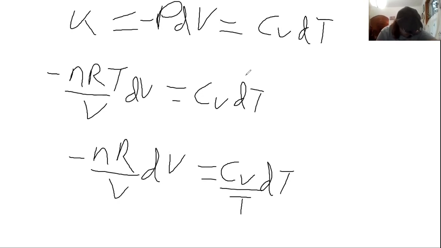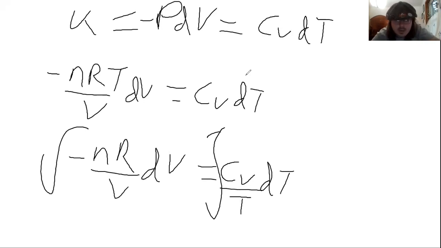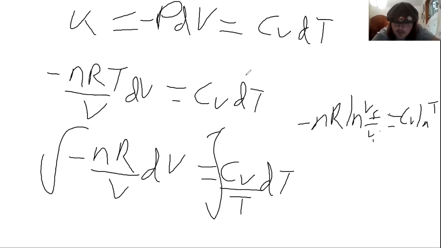All well and good so far. We're going to integrate this with respect to our variables to get negative nR ln VF over VI equals C sub V ln TF over TI.